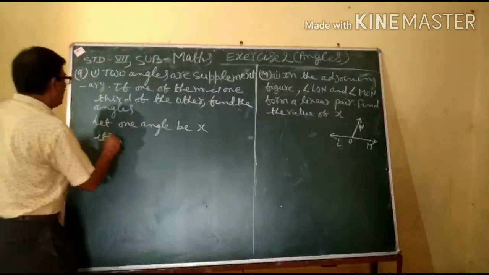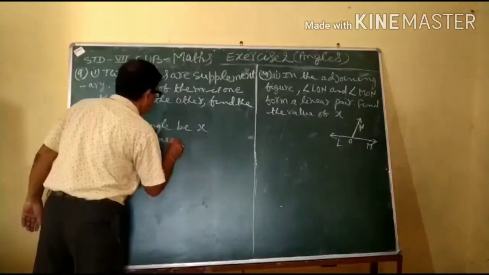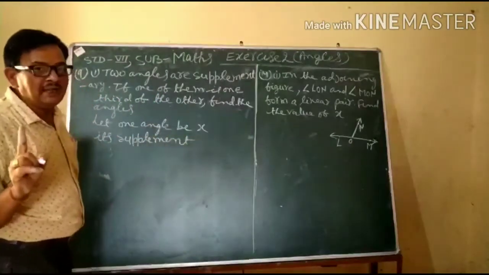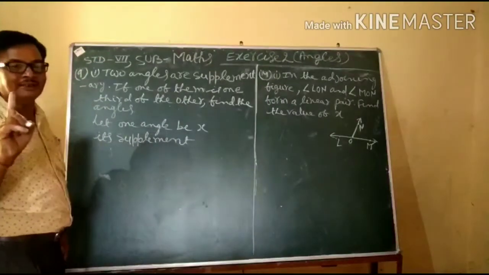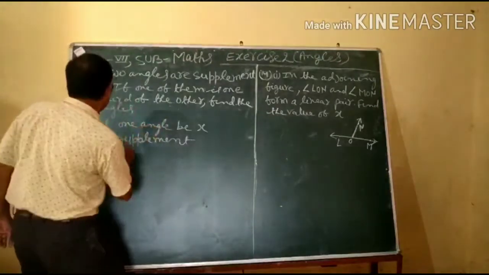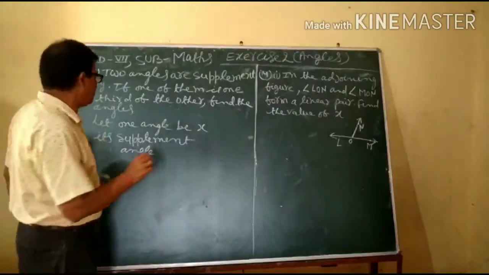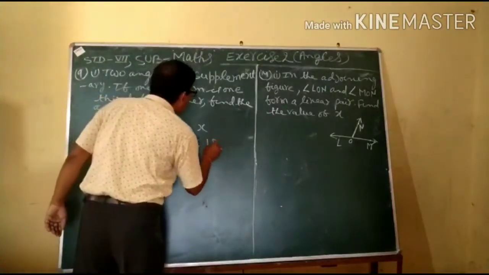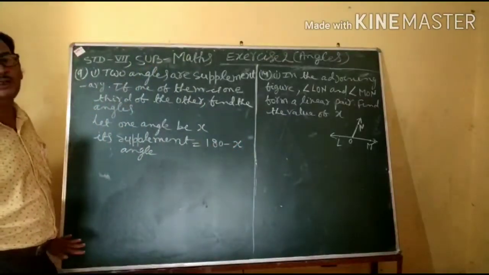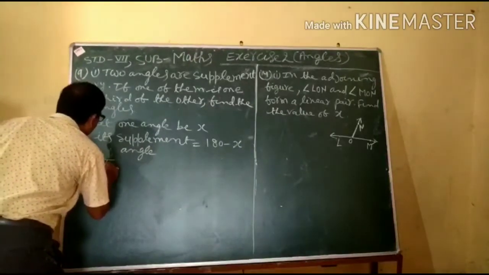Its supplement angle. The sum of two angles is 180 degrees, that is called supplement angle. Its supplement angle is equal to, you will write, 180 degrees minus x. But what is the question telling, my dear students?